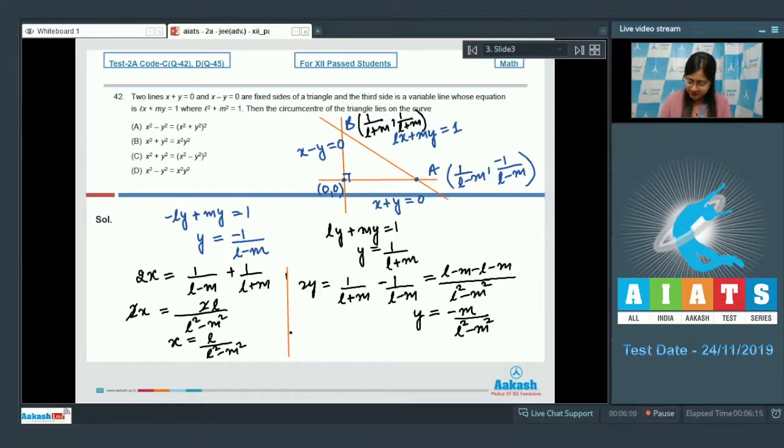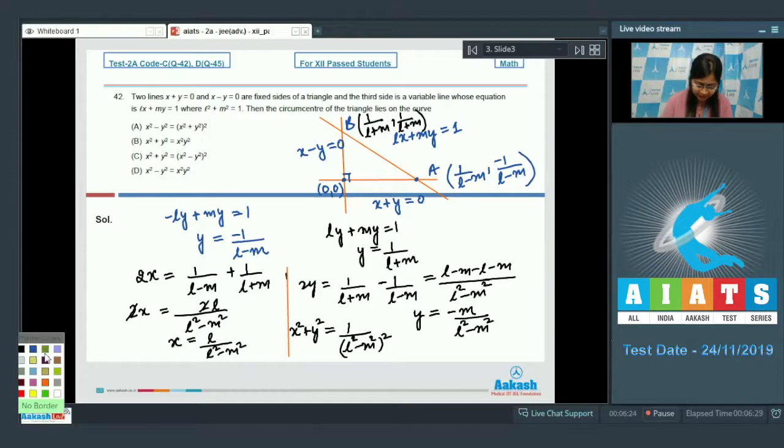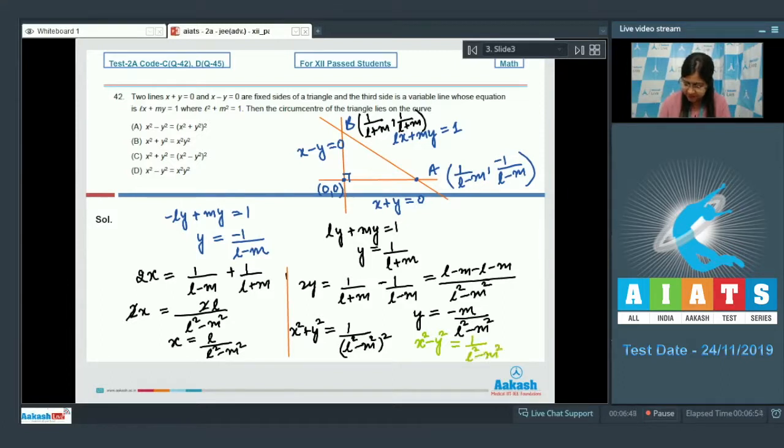So let us find x square plus y square from here. That will be equal to l square plus m square, that is equal to 1 divided by (l square minus m square) whole square, right? Also, let us find here x square minus y square. That will be equal to 1 divided by l square minus m square.